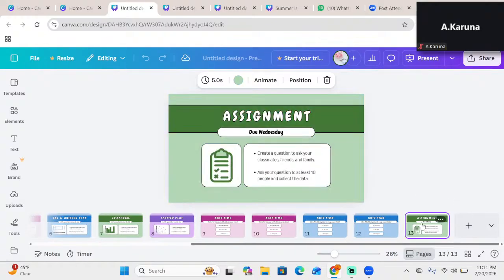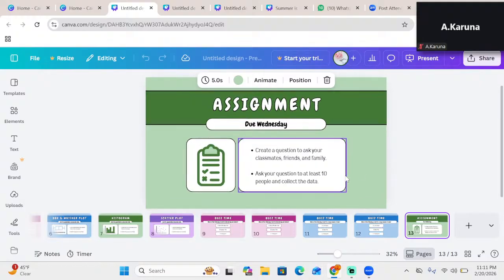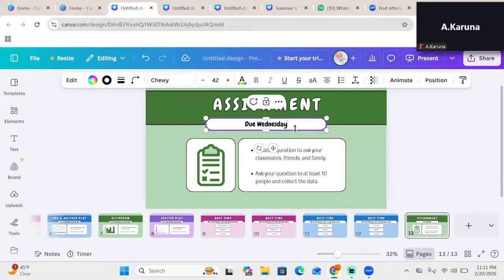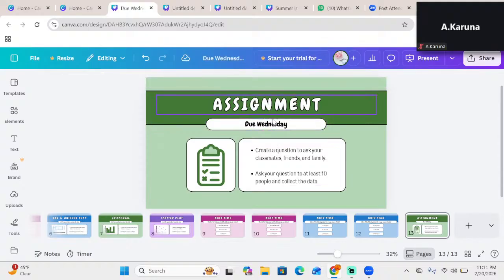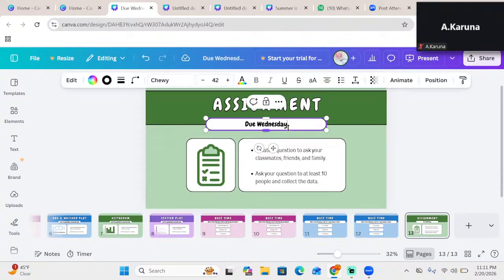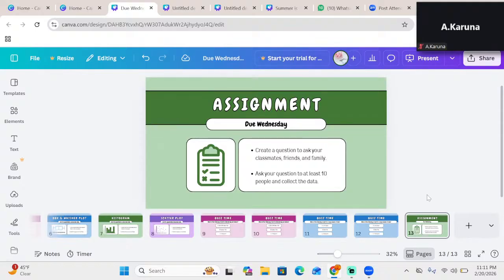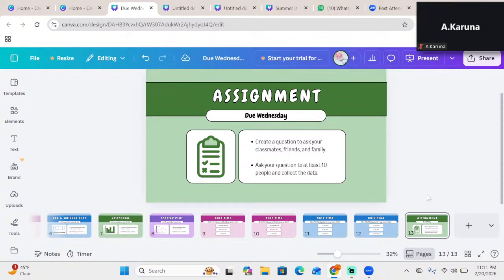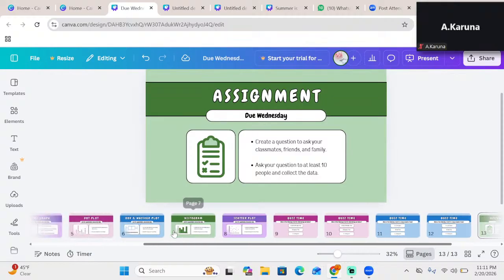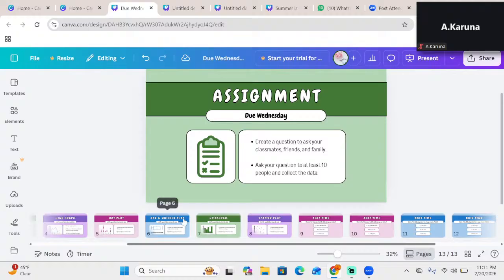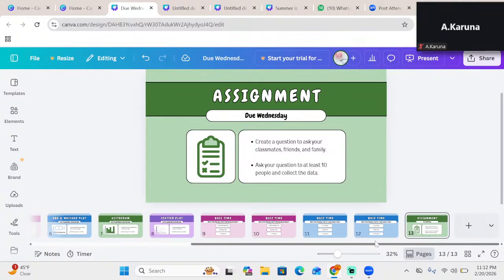And here is an assignment. I said due Wednesday. This due date doesn't really matter. I will post some other stuff. I'll post this in the group chat, or I'll ask Ranjit Uncle to post this. But this, you basically just ask a question to your classmates, friends, and family, and ask your question to at least 10 people and collect the data. Okay? In any way you want. If you want to do a dot plot, line graph, it's your choice. Okay?